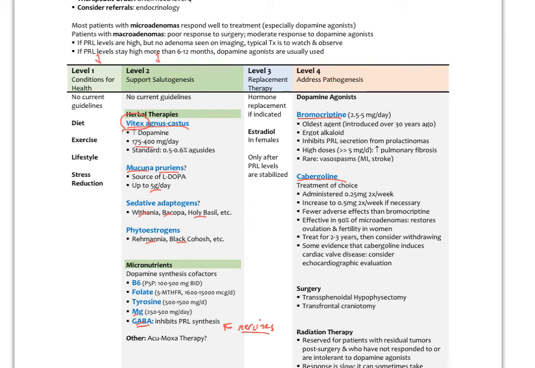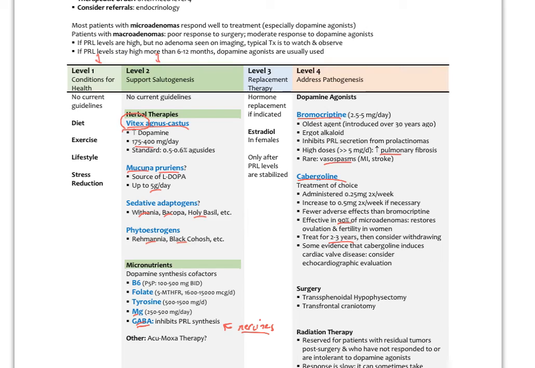This inhibits prolactin secretion, but high doses are associated with increased pulmonary fibrosis, and then rarely can cause vasospasms, both in the coronary arteries and the brain. So we tend to not use bromocriptine as much as the cabergoline. This is effective in 90% of microadenomas. It restores the ovulation and fertility in women. Generally, we treat for 2 to 3 years, then consider withdrawing.